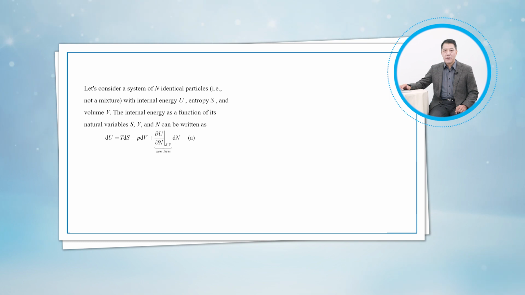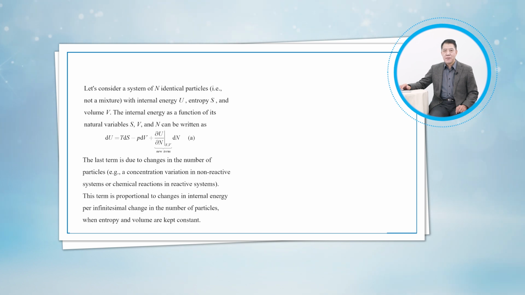The topic of this task is about the chemical potential. Let's consider a system of n identical particles with internal energy U, entropy S, and volume V. The internal energy, as a function of its natural variables S, V, and N, can be written as follows. The last term is due to changes in the number of particles.